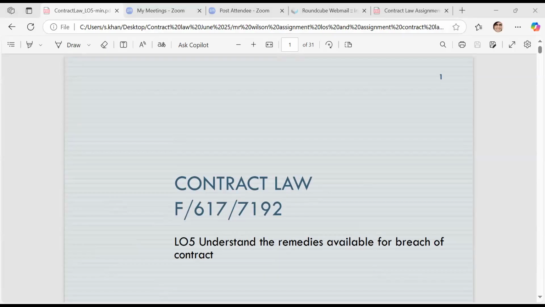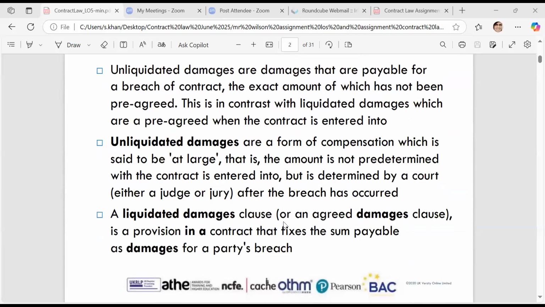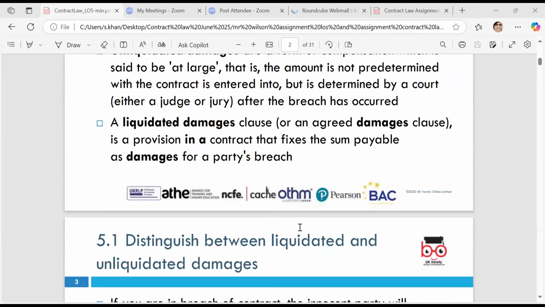Understand the remedies available for breach of a contract. Common remedies available include monetary damages, specific performance, and rescission. And they have unliquidated and liquidated damages. Unliquidated damages are a form of compensation determined by the court, and liquidated damages are determined by the parties themselves.